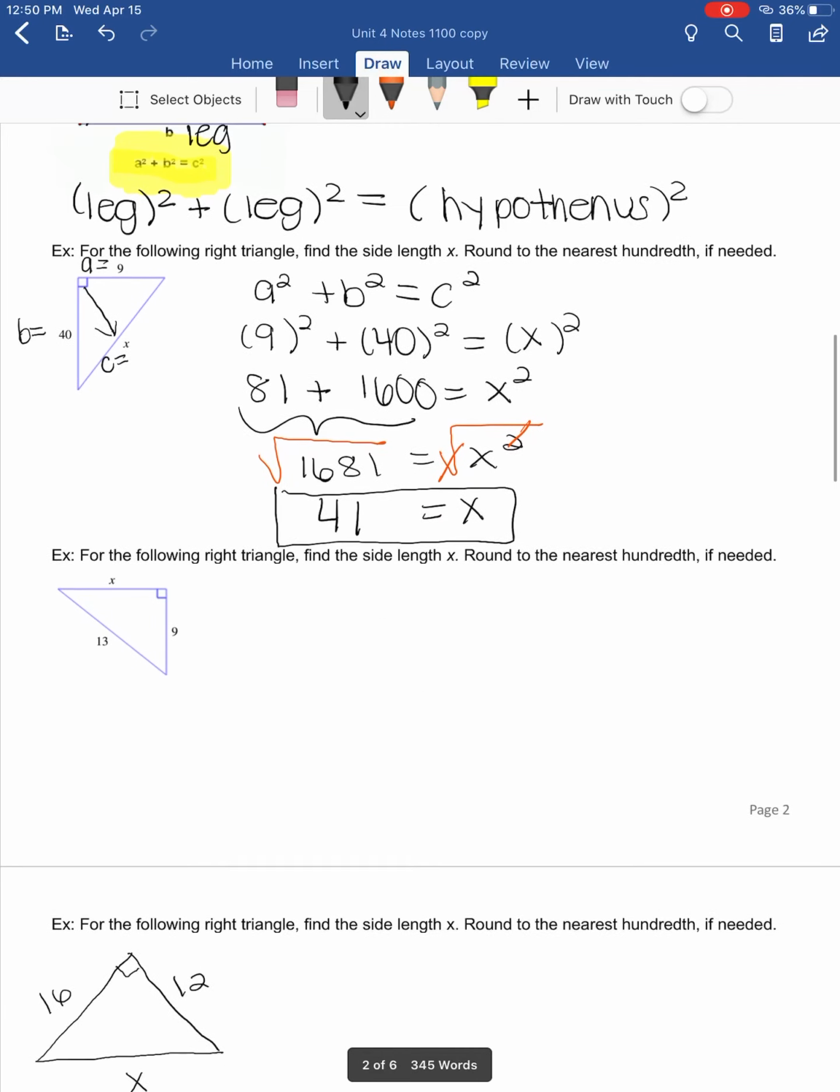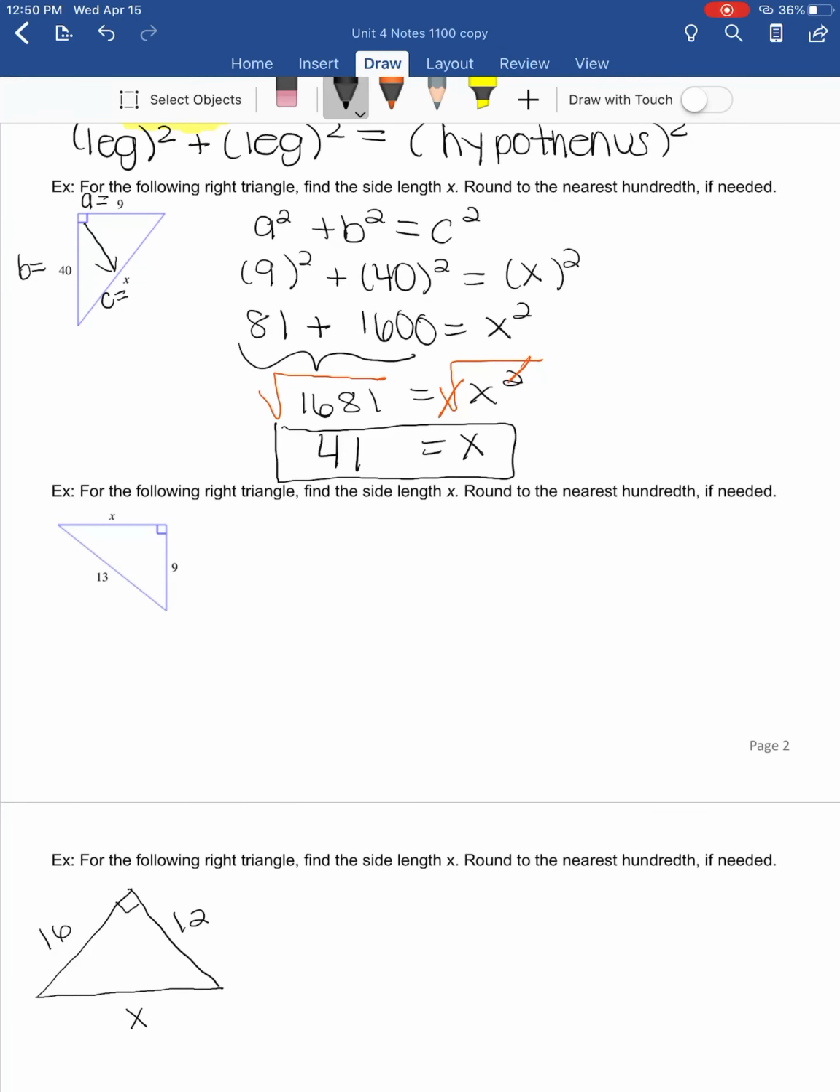Let's do another example. For the following right triangle, find side length x, round to the nearest hundredth. Let me start off by labeling A, B, and C. So for one, starting off, this 13 side is across from our 90 degrees, so that'll be C, and then our other two lengths will be our A and our B. So A is x, B is 9, and C is 13.